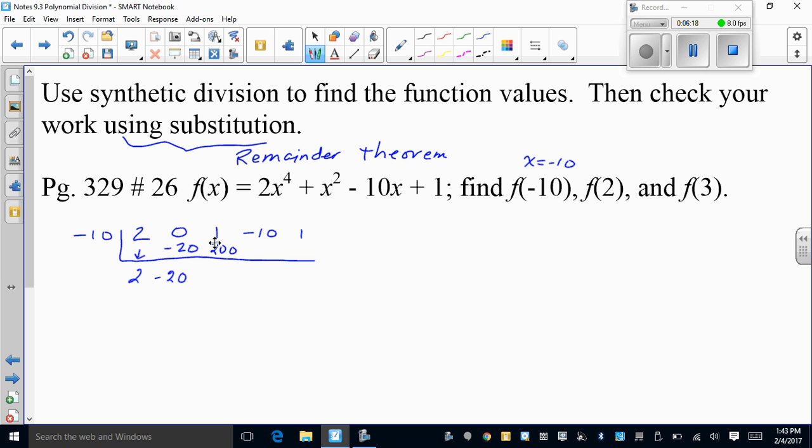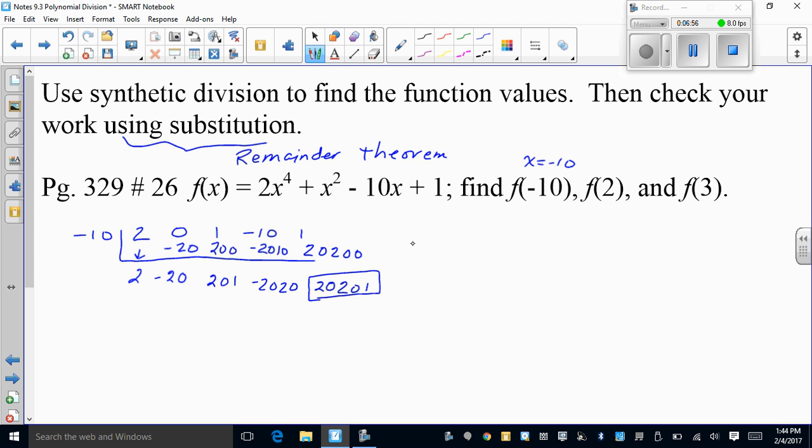This gives me 201. Multiplied by the negative 10, I get negative 2010. Add down, I get negative 2020. Multiplied by negative 10, I get positive 20,200. Add that, I get 20,201. Now they are asking you to find the function value, and the function value is your remainder.